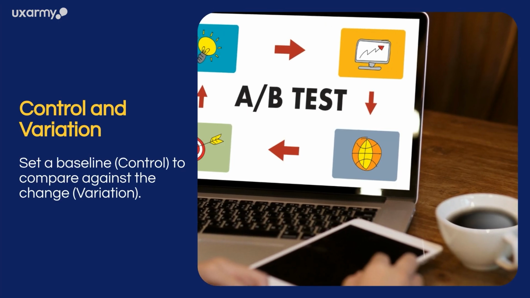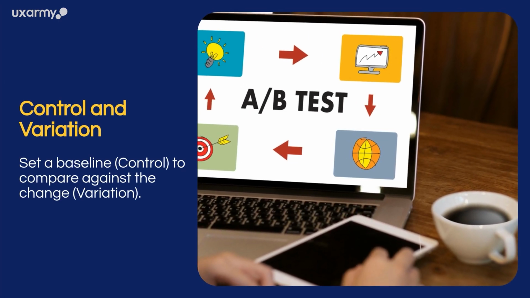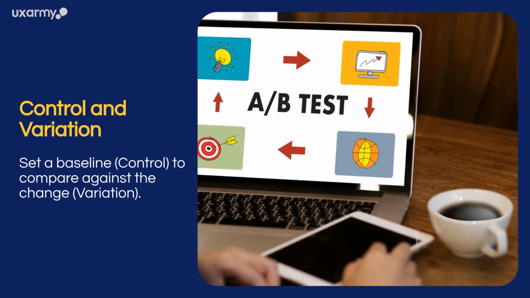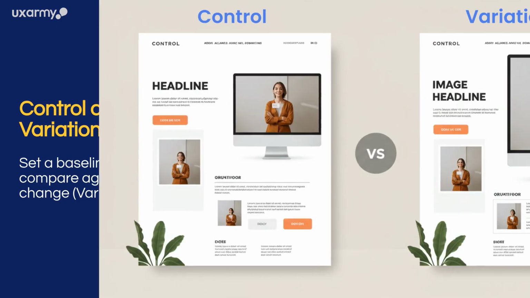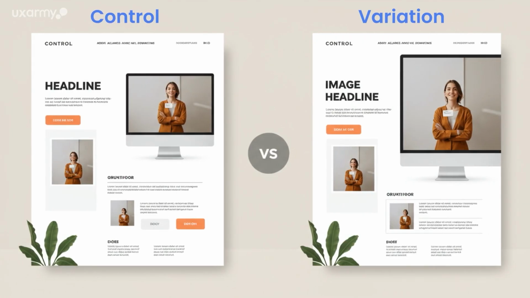Control and variation. Set a baseline, control, to compare against the change, variation. Example: control, original homepage layout. Variation: a version with a larger product image and a revised headline. A control provides a benchmark to measure the effectiveness of your changes.